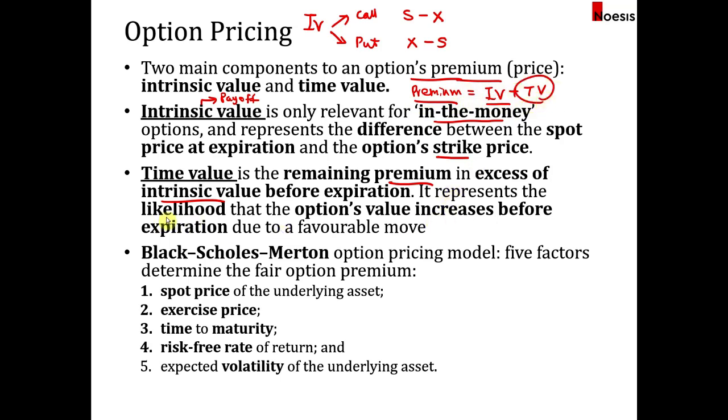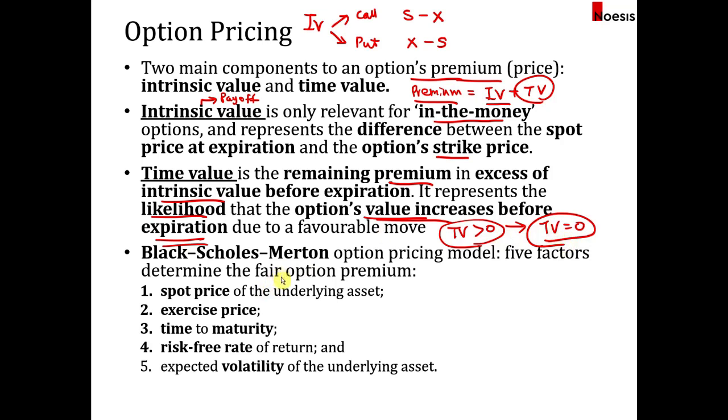This time value represents the likelihood that the option's value will increase prior to expiration if there is a favorable move. As long as the option has not expired, the time value is always positive. The time value is always positive prior to expiration. But when the option has expired, the time value will become 0. So it approaches 0 as the option is near to expiration.